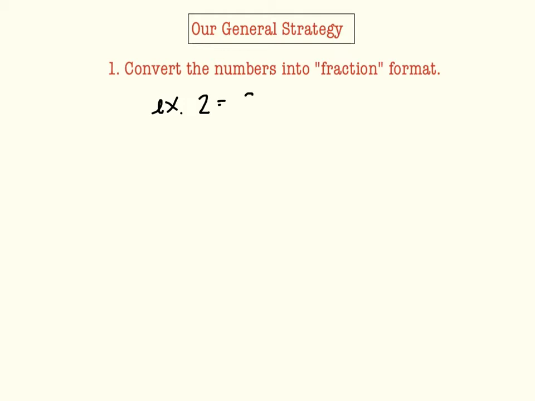So let's talk about what our general strategy will be for multiplying any kind of fraction we come across times any other kind of fraction. Step 1 will be to convert the numbers into fraction format if necessary. If you already have fractions like 1/2 and 1/3, you're fine as you are. But if you start with things that are whole numbers, such as 2, you want to rewrite it as 2/1. If you start with something that's a mixed number, like 3.5, you want to rewrite it as its improper fraction form, like 7/2.